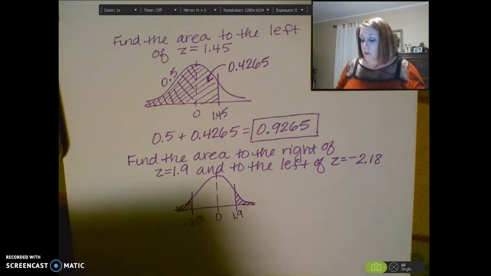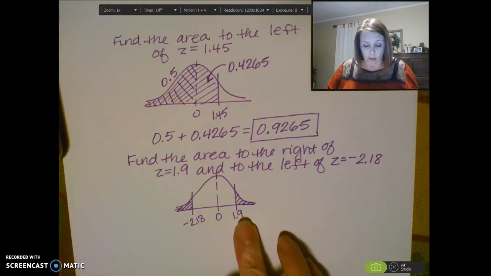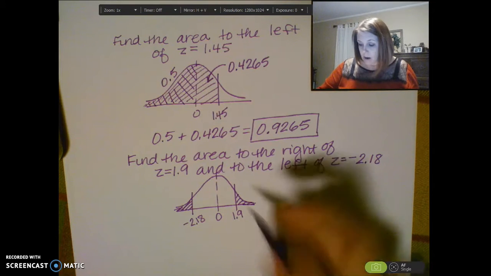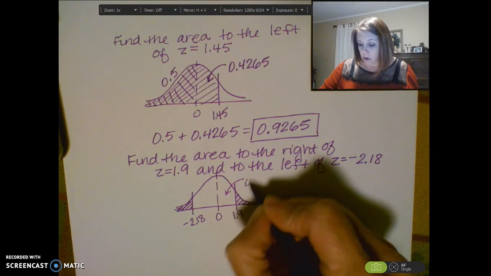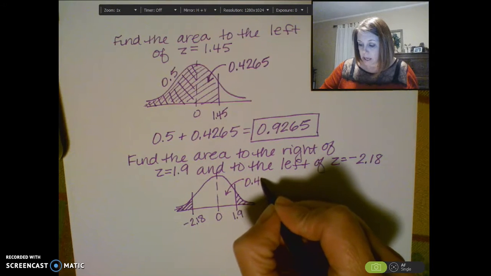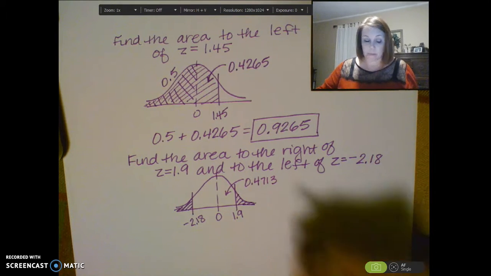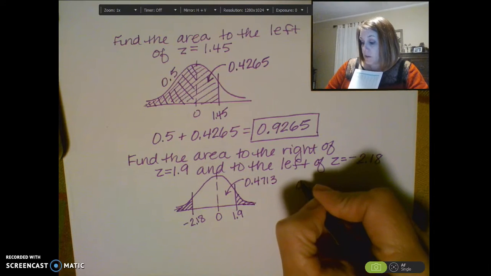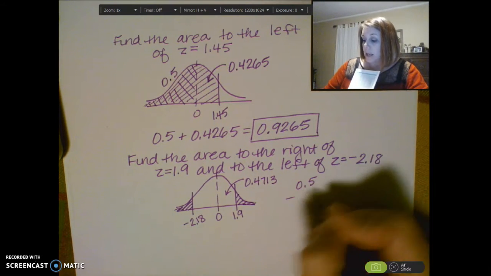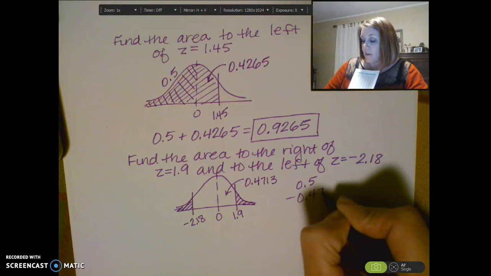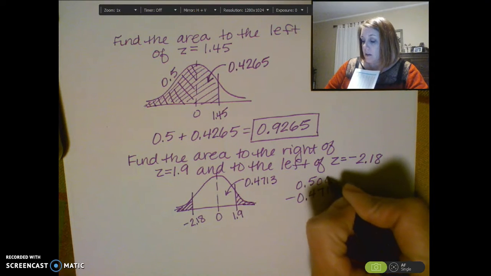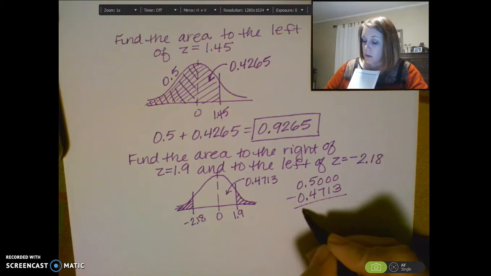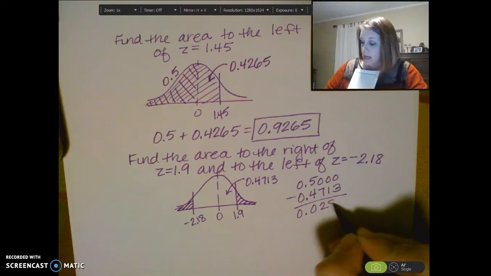Okay, so we go to the table. I'm going to use this 1.9 first, and that tells me the area is 0.4713. I want to subtract that value from 0.5, so 0.5 minus 0.4713. Fill in those zeros if we need to. Gives me an area of 0.0287.